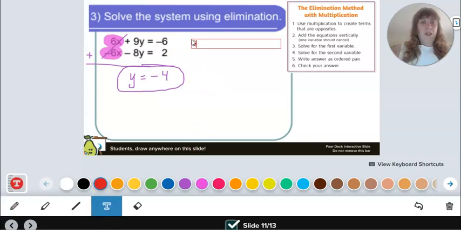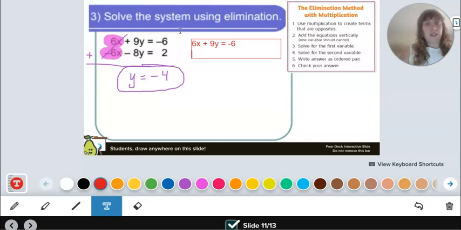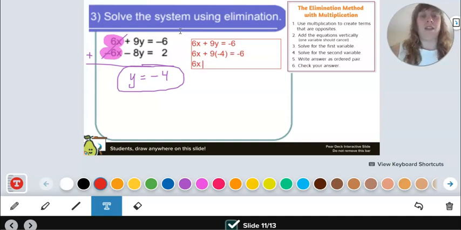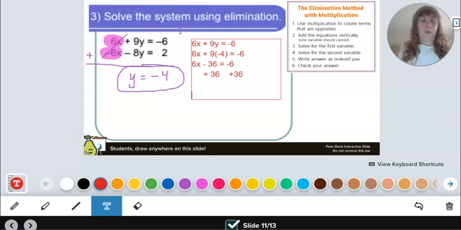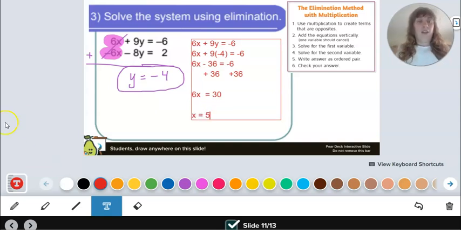I'm going to take my first equation, which is 6x plus 9y equals negative 6. And I'm going to plug in negative 4 for our y value. So we get 6x, 9 times negative 4 is a minus 36, is equal to negative 6. To get rid of this minus 36, we'll use inverse operations, and then we get 6x equals 30. Negative 6 plus 36 is positive 30. And then we divide both sides by 6, and we get x equals 5.